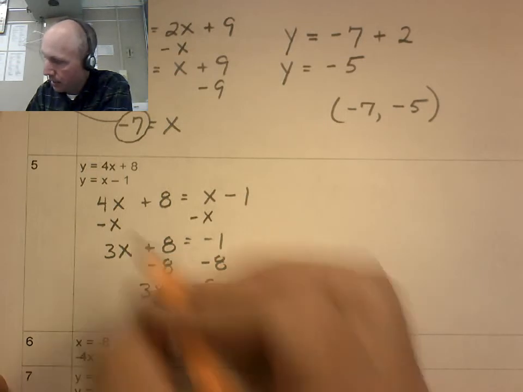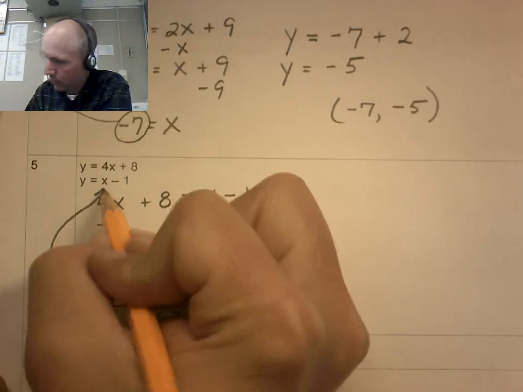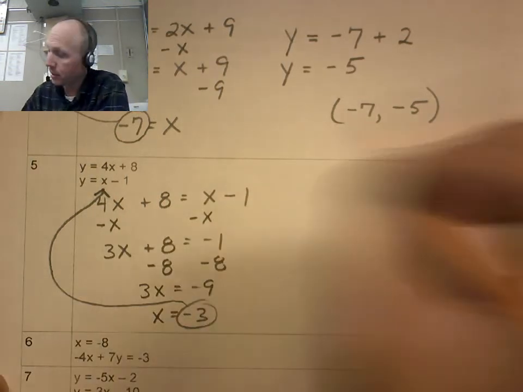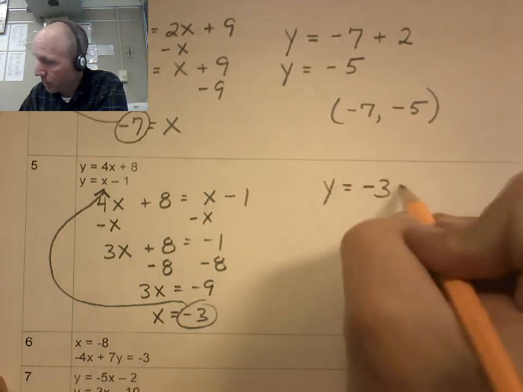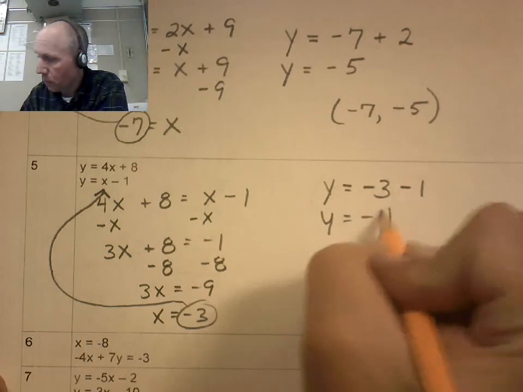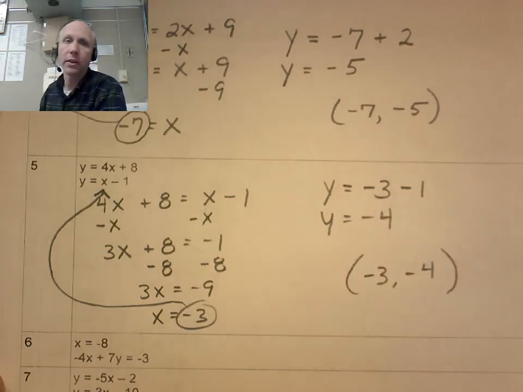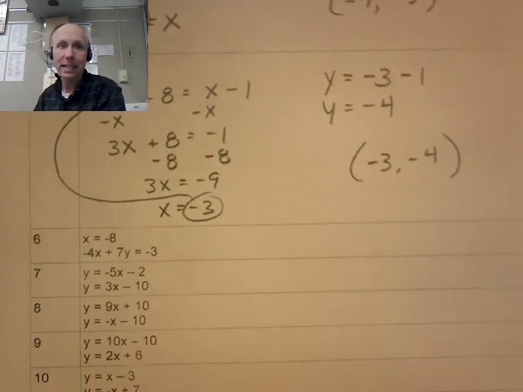I'm going to take that and plug it in right there. I could have plugged it into the top one. I'm choosing the bottom one just because it looks simpler. So y equals x, there's my x, minus 1. So y equals -4. There you go.